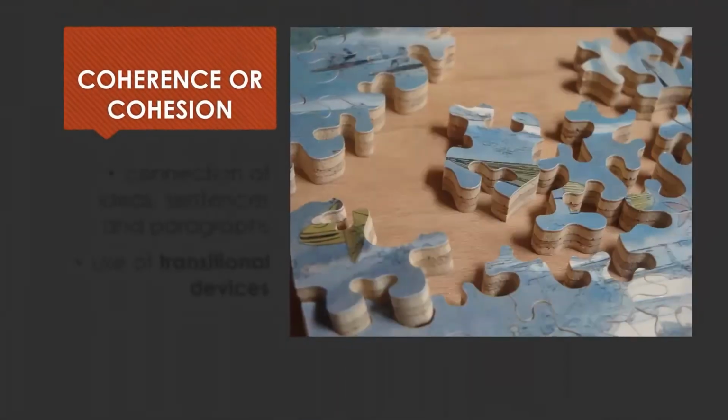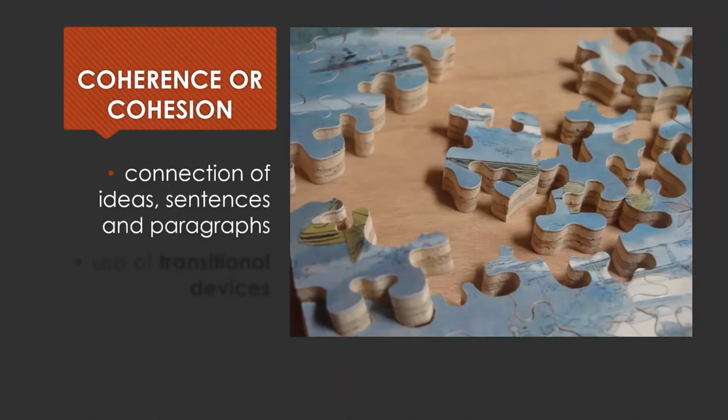Number 2. Coherence and cohesion. This pertains to the connection of ideas, sentences, and paragraphs. To have a smooth flow of ideas, use transitional and cohesive devices.